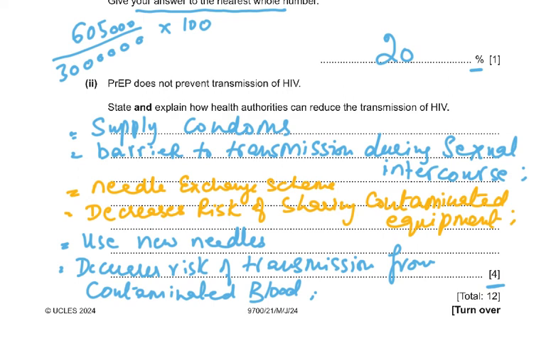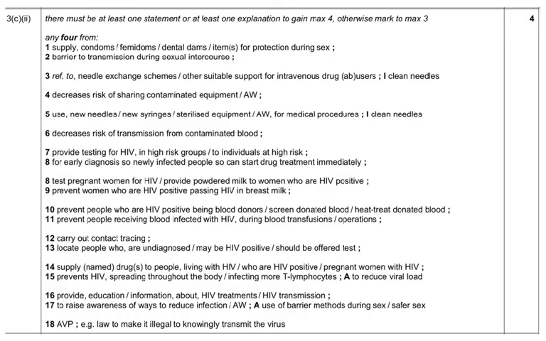So supply condoms, barrier to transmission, needle exchange, decrease risk of sharing contaminated equipment, use new needles, decrease risk of transmission from contaminated blood. So you had to get your 4 marks. So that was an easy one out of about, I think, 18 mark scheme points. These are all the mark scheme points which are available to you. Please go through all of them and just read through them and remember them if this sort of question comes again in the exam.